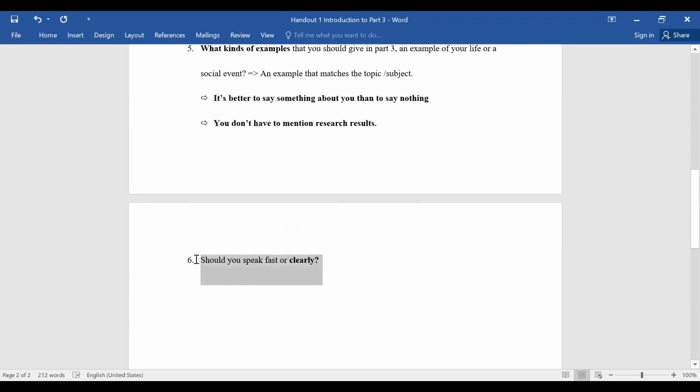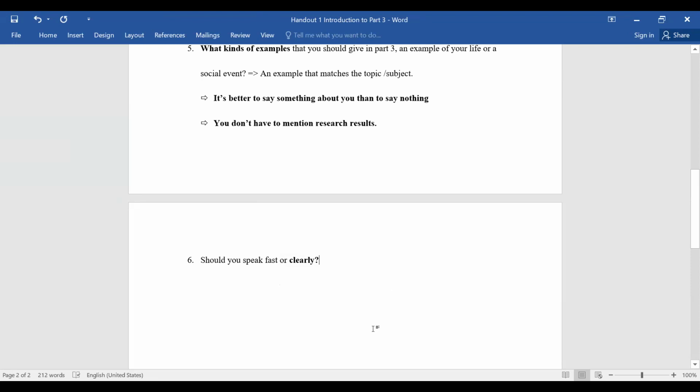What is your answer? No, you shouldn't. The question now, let's see the word or. It requires you to make a choice. Should you speak fast or should you speak clearly? You should speak clearly. All right. Huang, what are some dangers of speaking fast? Maybe the teacher will not hear your opinion. Exactly.